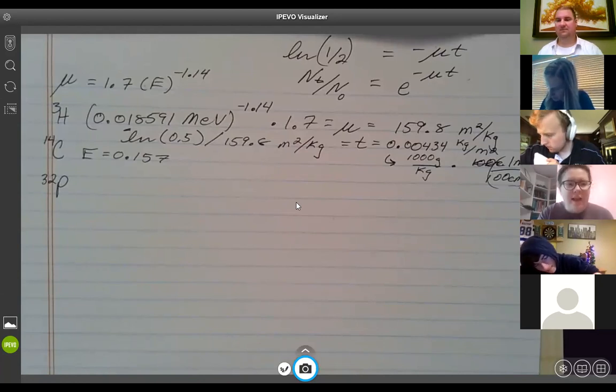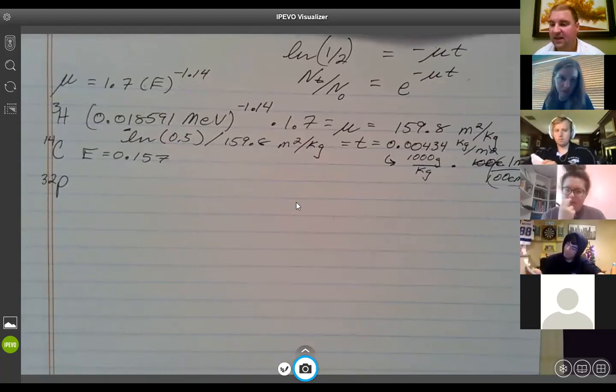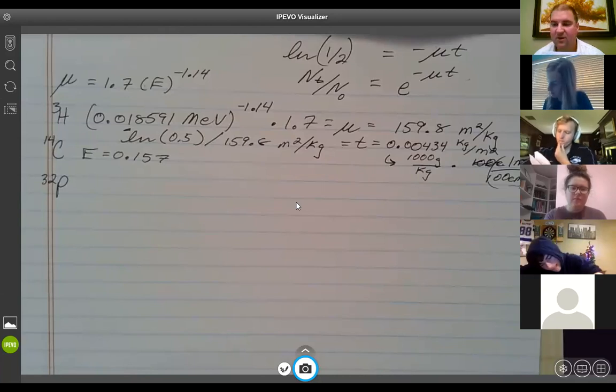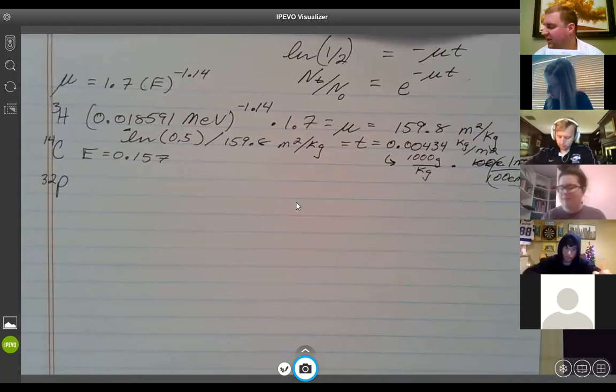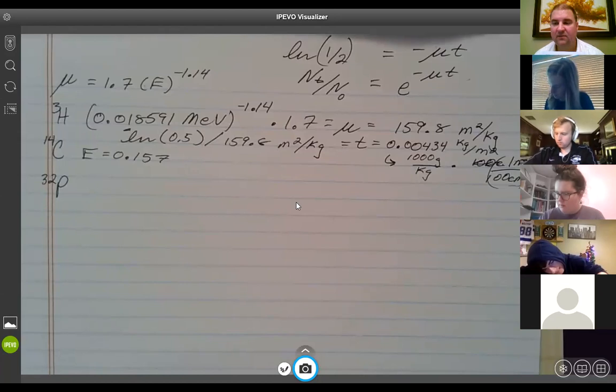Did you say that was keV and not MeV? I was just giving you the comparison. So it's 157 keV, but in the equation, we do want to use it as MeV to find the mu. And the tritium particles were about 18.6 keV. So the carbon-14 beta particles are still considered to be low energy beta particles.